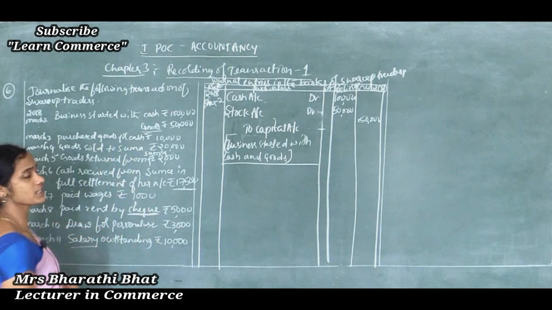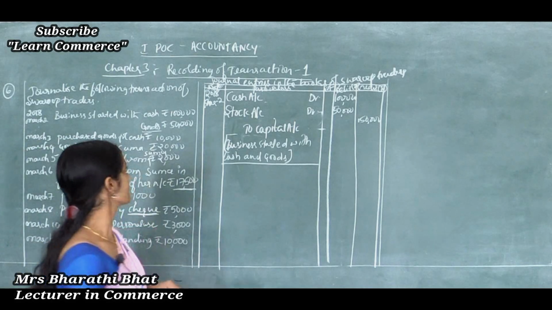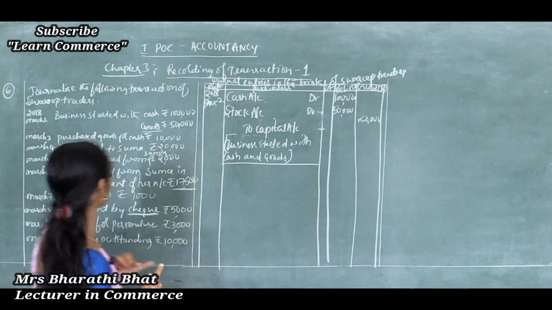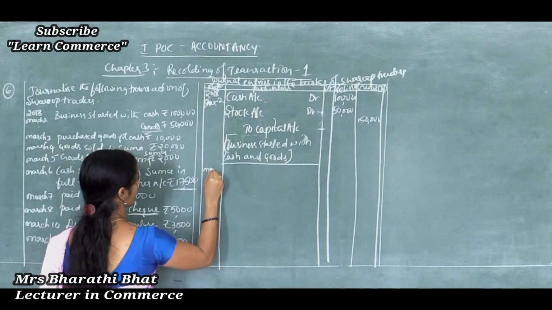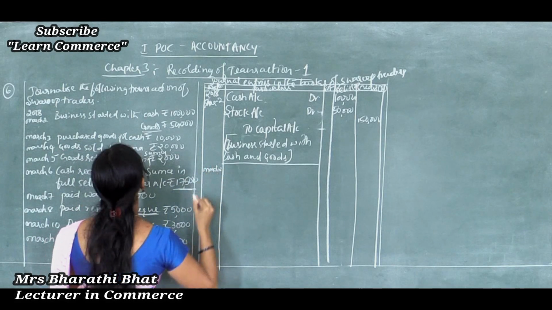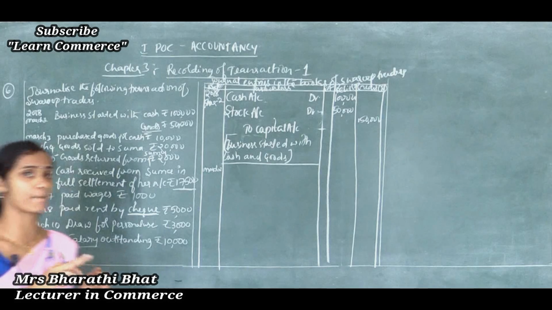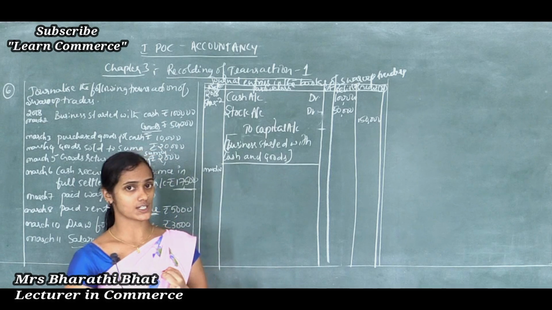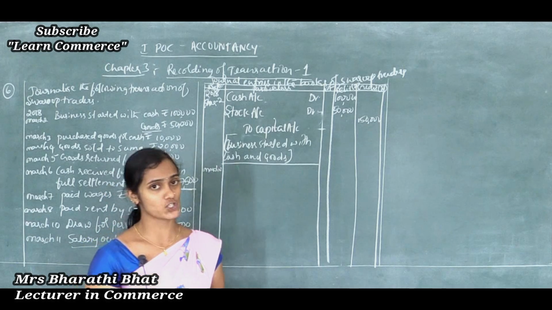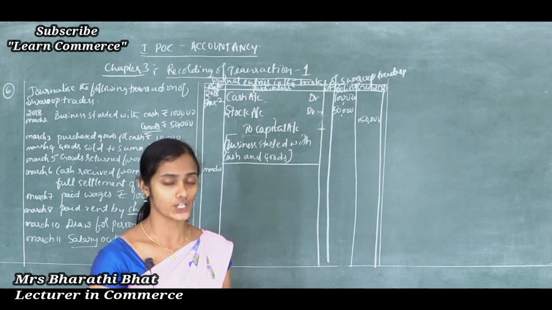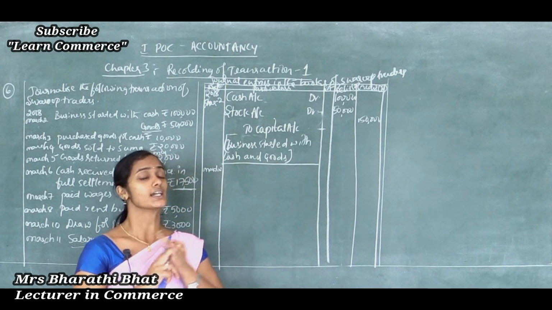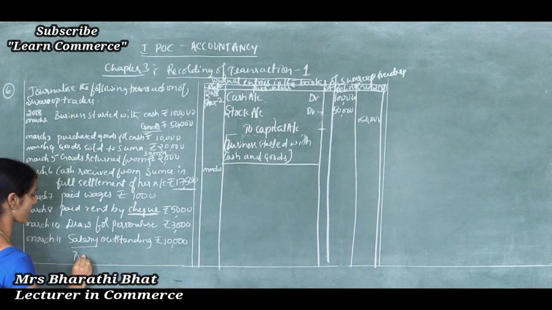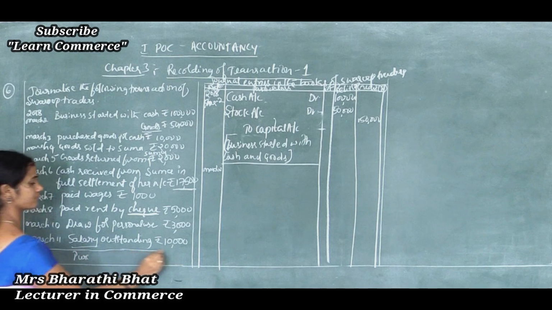Next one, purchased goods for cash, rupees 10,000. Purchased goods. What are the two accounts involved in this? March 3, purchased goods. One is purchases account, another one is cash account. Purchases is considered as expenses here. To purchase goods, we have to pay cash. So one more account affected here is cash account.